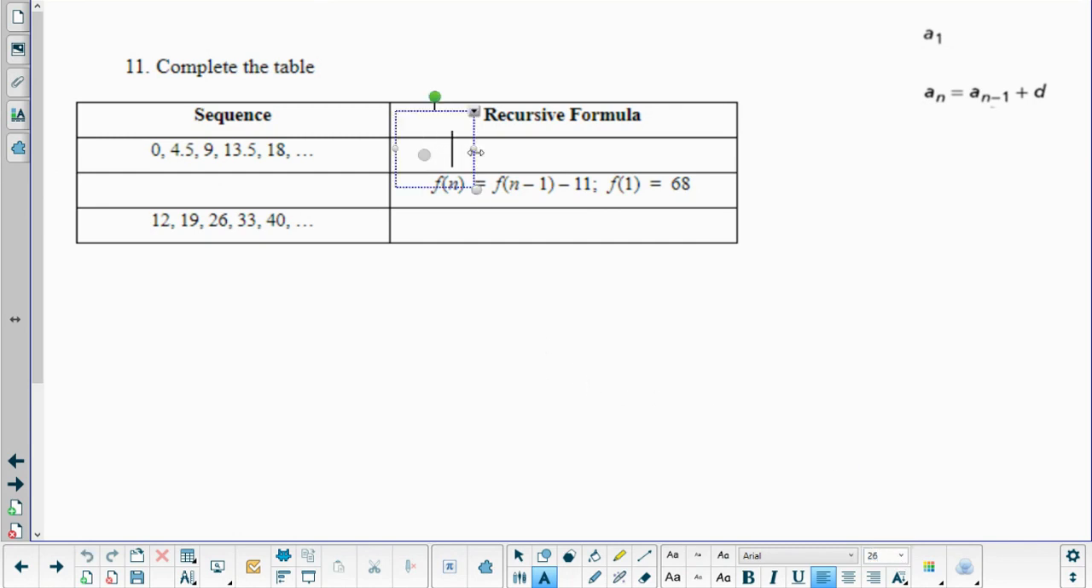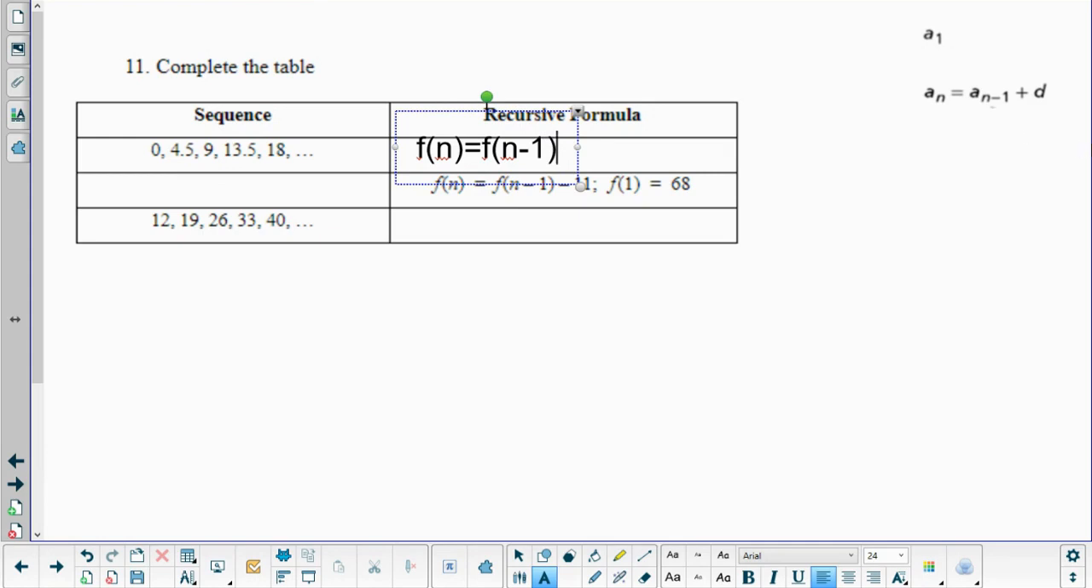Okay. So if we are typing this function, it might be a little big at first. Let's see if I can make it a little smaller. Okay. We are starting with f of n equals, now where it says f of n minus 1, that's the same thing as this a n minus 1. So that is a part of the equation, so we want to keep that. That just represents the term before the one that we're looking for.